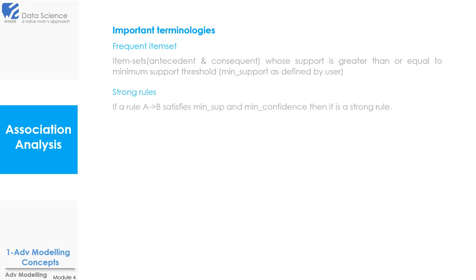Then we have strong rules. Strong rules are those rules in which, say, a rule A to B has a support and confidence that satisfies the minimum support and minimum confidence requirement. Again, minimum support and minimum confidence are defined by the user.